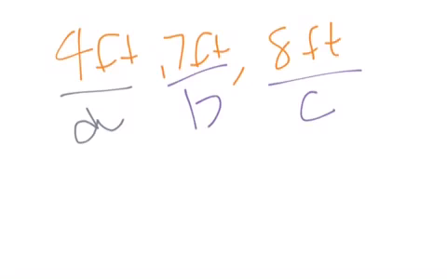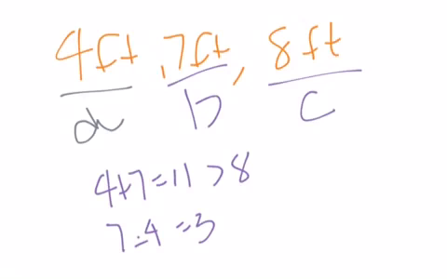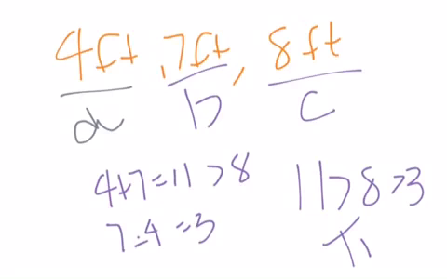Okay, let's add them up together. We have 4 plus 7, which is 11. 11 is greater than 8. So far, so good. Let's subtract them. 7 minus 4 equals 3. 3 is less than 8. So we're going to have 11 is greater than 8, and 8 is greater than 3, so this is true. These could be possible measures of a real triangle.